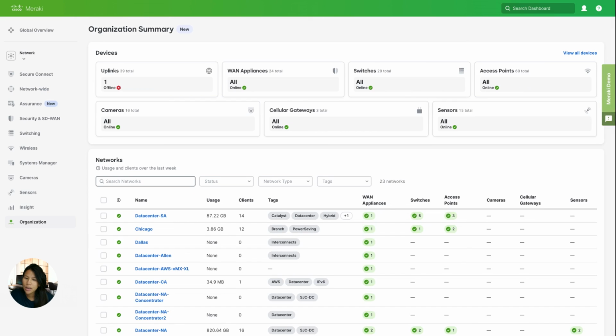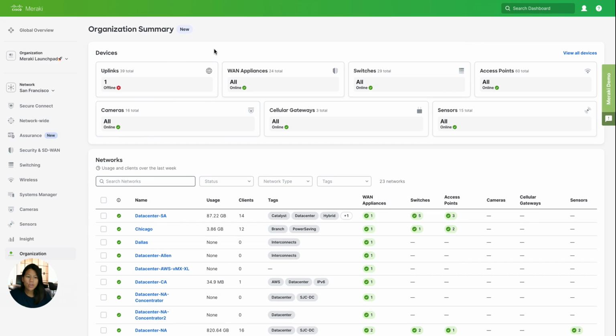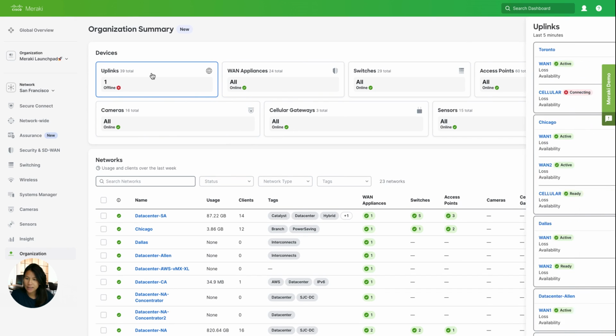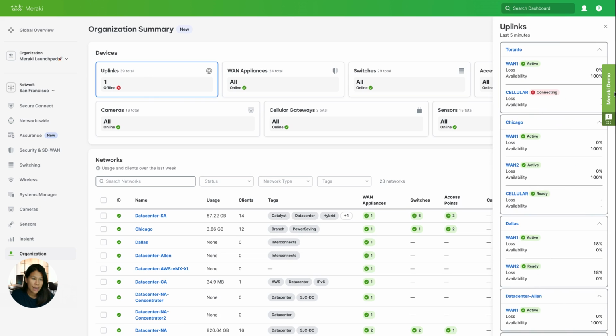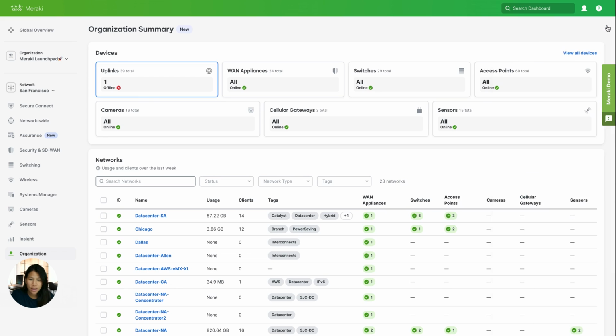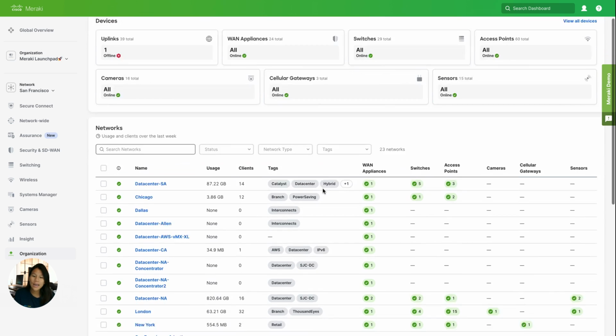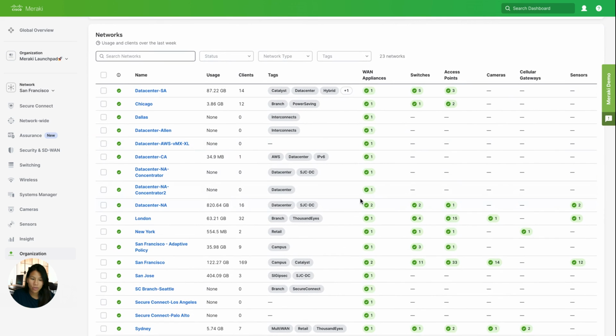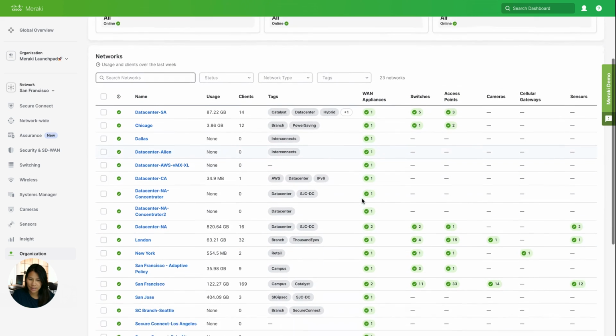And here we can see a further view of this customer. This customer, for example, has 39 uplinks, and we can see that one is not connecting. So, for example, we have a cellular backup that is not connecting properly, but all the rest is acting fine in terms of switches, access points, sensors, and cellular gateways. Everything seems all right. And we have a breakdown of all the networks inside this organization.